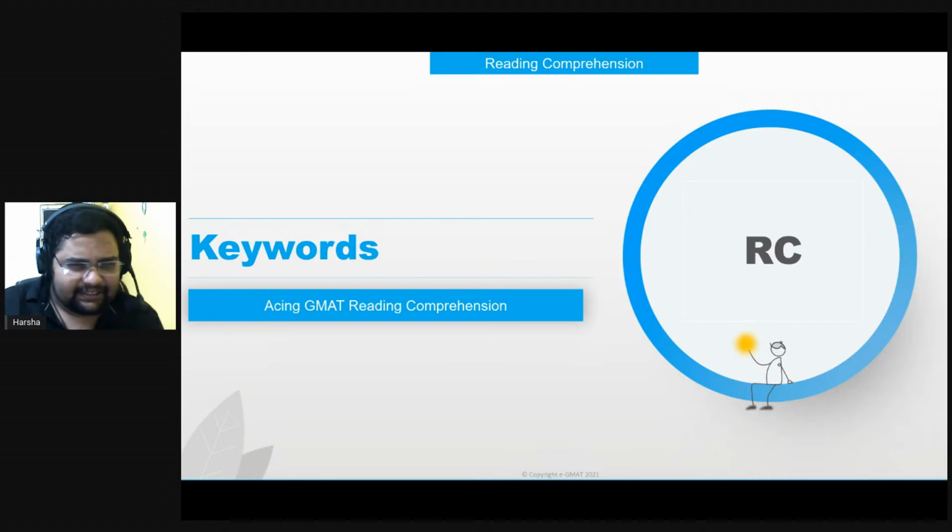It's a very interesting session. This is a session about keywords. It's a very specific aspect of reading comprehension that we are going to discuss today.